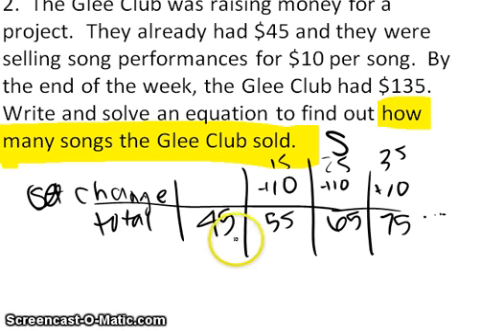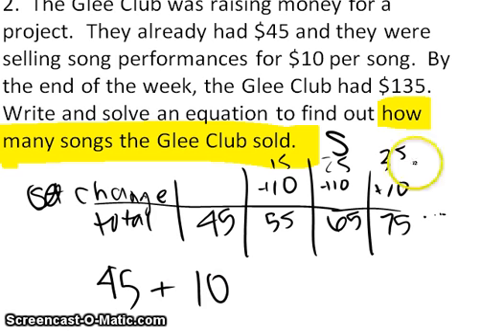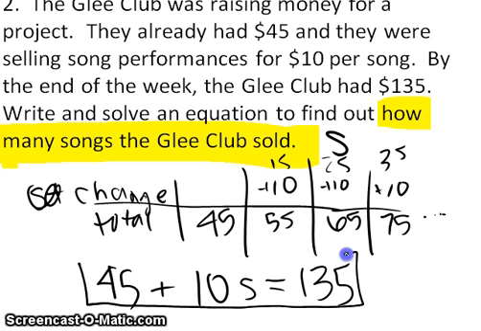Well, now I can see that what happened here is that I started with 45, and then I did repeated addition of adding these $10 songs. So I did multiplication, right? Because repeated addition is multiplication. So I added on this repeated addition, which was 10 times the number of songs that they sold, so 10s. Now I know that this is eventually going to continue until the total amount is $135. So that right there is my equation.